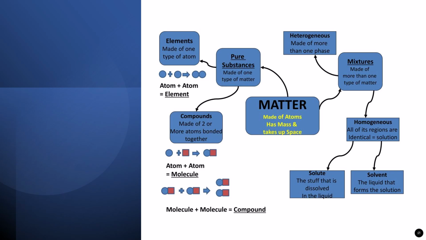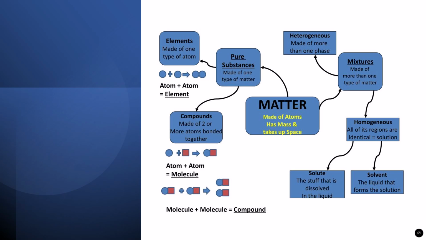Now, in matter, you get pure substances. Pure substances are basically made up of one type of matter, as you learned earlier on. If you take an atom and an atom and combine them together, you're going to get a molecule, or you're going to get an element. And if you take a molecule and combine it together, you're going to get a compound.